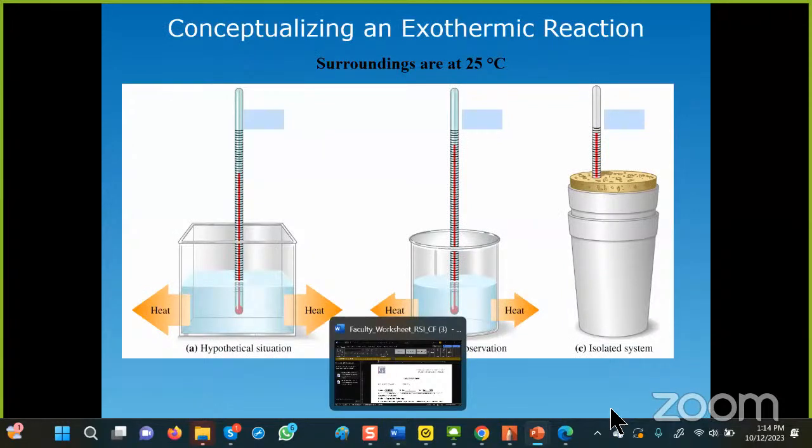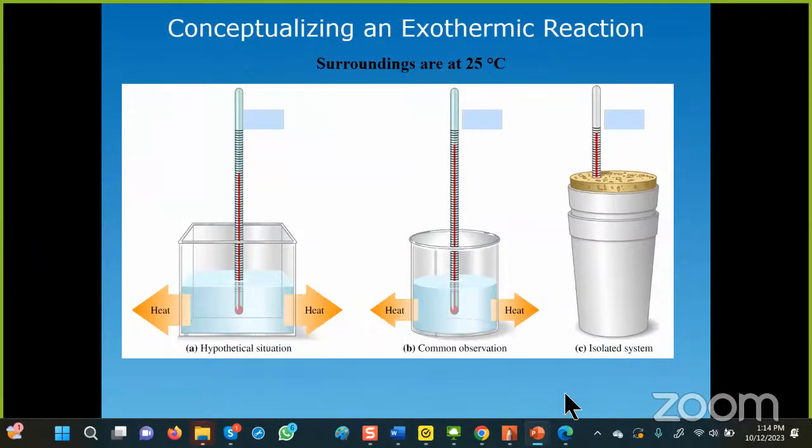Now, this diagram here basically demonstrates the type of things that occur, in this case, in an exothermic reaction. And if you understand this, then you should be able to explain what would happen in the case of an endothermic process, right?